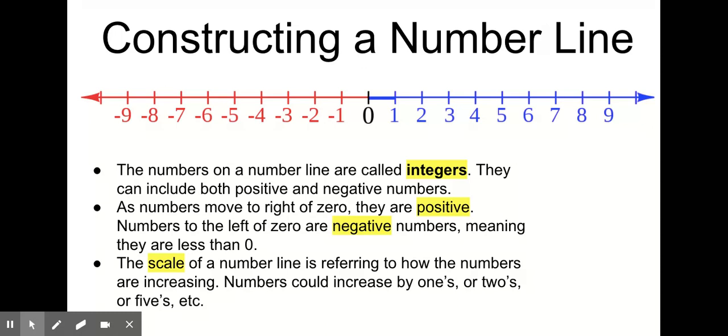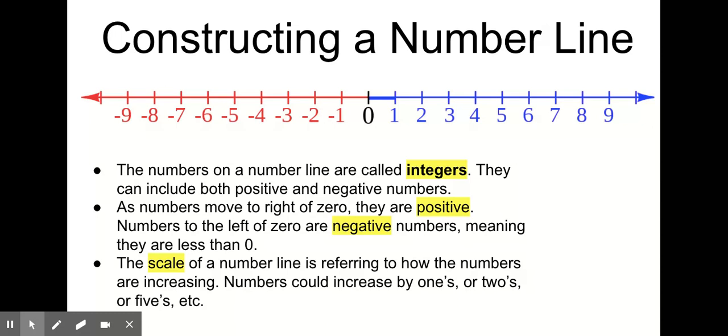But you could have a scale going by 2, so each tick mark could be 2, 4, 6, 8, and then going the opposite direction, it would be -2, -4, -6, -8. You could have a scale of going by 5s. You could have a scale going by 10s. You could have a scale going by 100. It really just depends on the problem that you're working with and what scale would make the most sense.